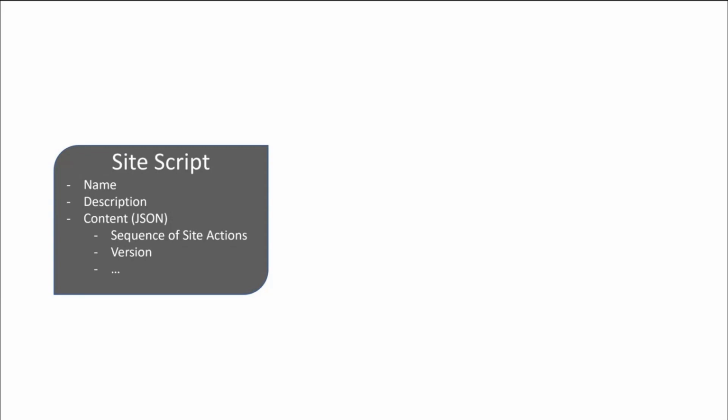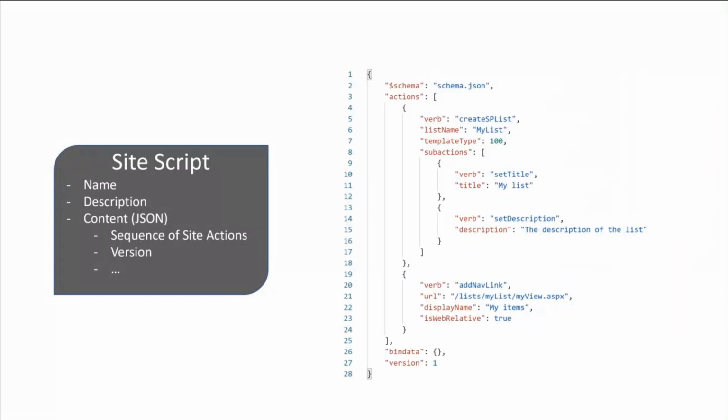And the site scripts, on the other hand, are the building blocks of a site design, and so they have a name and description, but overall they have a content that is expressed in JSON, something like this. And this JSON contains a sequence of site actions, so a sequence of all the customizations and provisioning bits that you want to apply to your tenant.